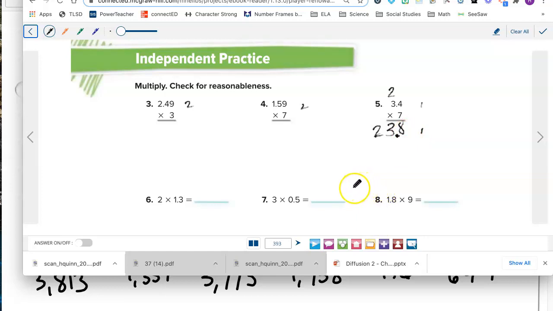What I want you to do right now is just pause the video, try 3 and 4, and then unpause it to see if you have the correct answers. But pay attention to your decimal place value. So go ahead and pause the video right now. So for 3, I have 7 and 47 hundredths, and for 4, I have 11 and 13 hundredths.